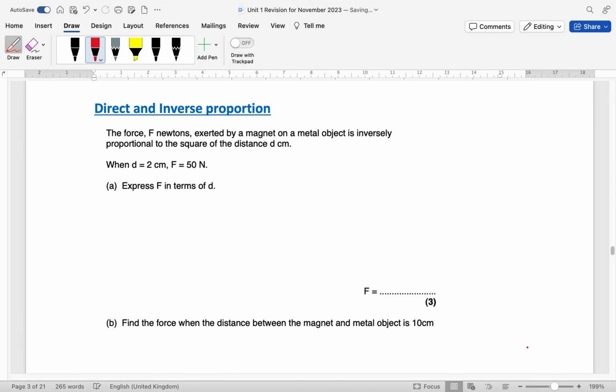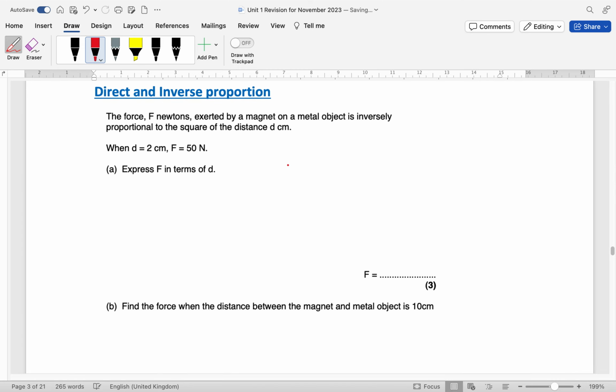That was a long time on that one page, right? The direct and inverse proportion. F is inversely proportional to the square of the distance. F equals k over d squared. Now let's go over here and find k.